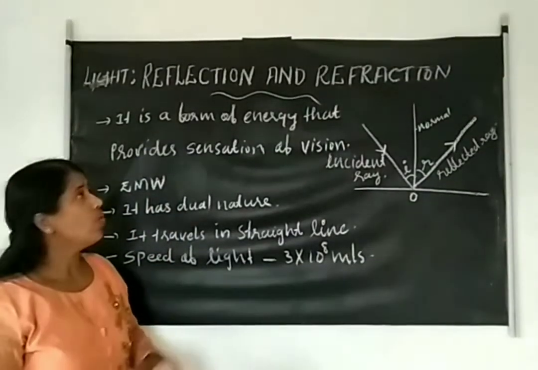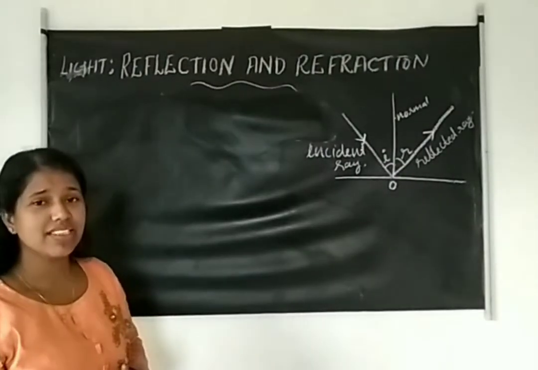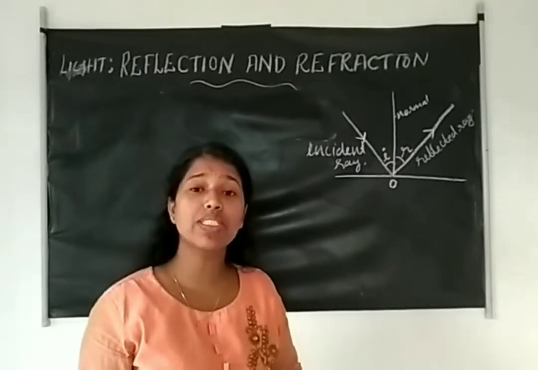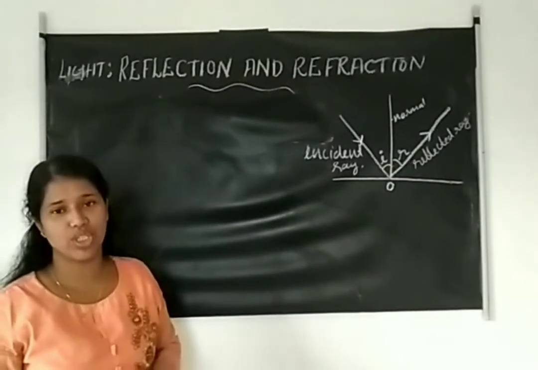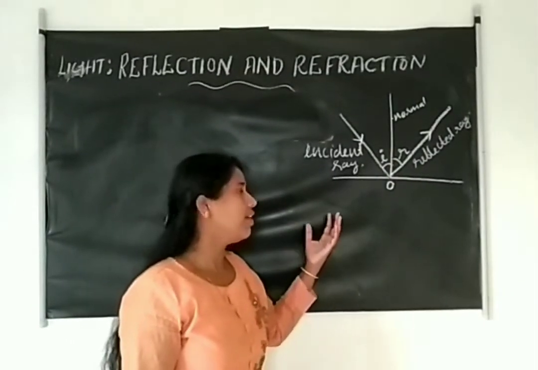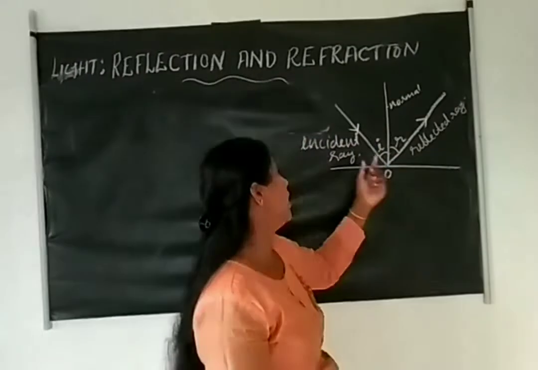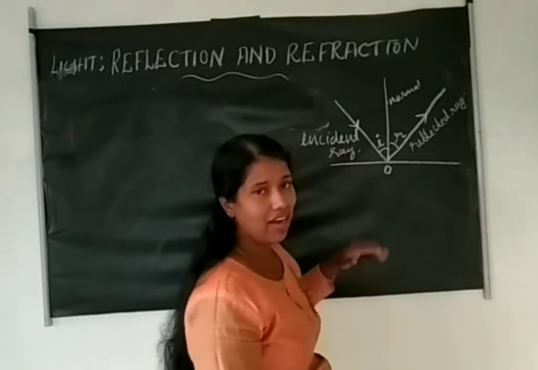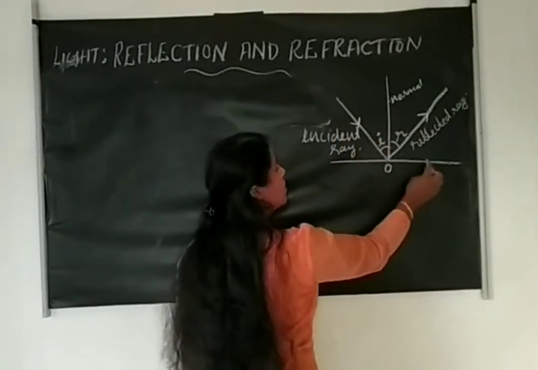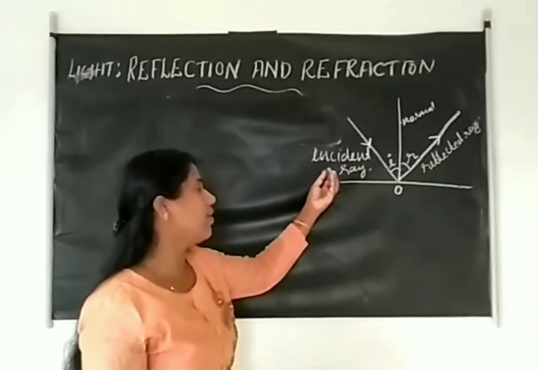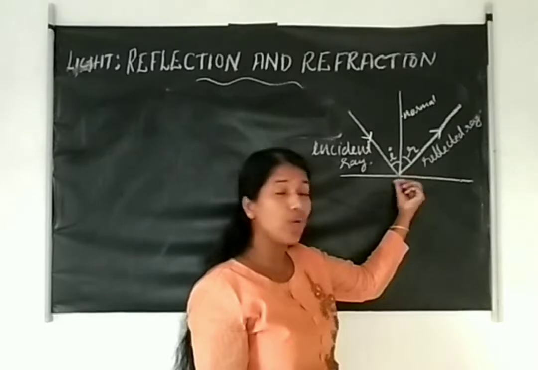Next one is our first topic. What is reflection? It's the bouncing back of light when it strikes a solid surface. That's known as reflection. In 8th class we already studied this topic; this is the introduction part only. First one is the incident ray. Light rays are coming from this side and fall on this surface. That ray is the incident ray. The point where it strikes the surface is the point of incidence.